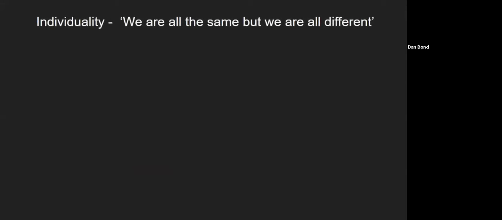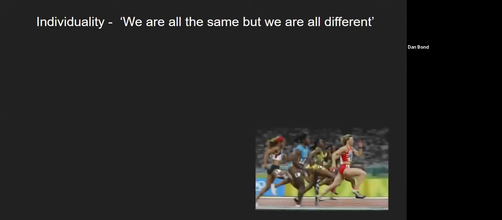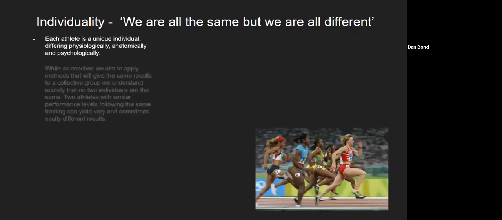We're now moving towards individuality. I think we're about over halfway there and we're doing great. So I said this at the start, we're all the same, but we're all different. Here's a group of sprinters, ladies, I'm not sure what they're wearing, 100, 200 meters, but regardless of the sport they're doing, these are all individuals, okay? Each athlete is a unique individual, differing psychologically, physiologically, and anatomically.